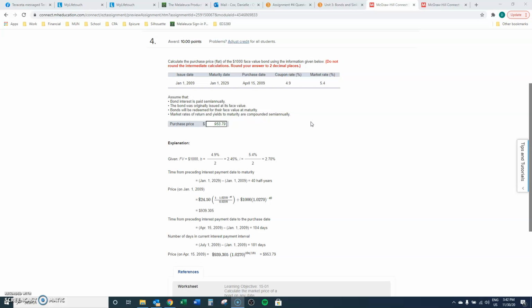Bond price on any date. So yes, I'm guessing that would be in 15.4. Actually, I think example 15.4 point A and B, those examples look like this question.